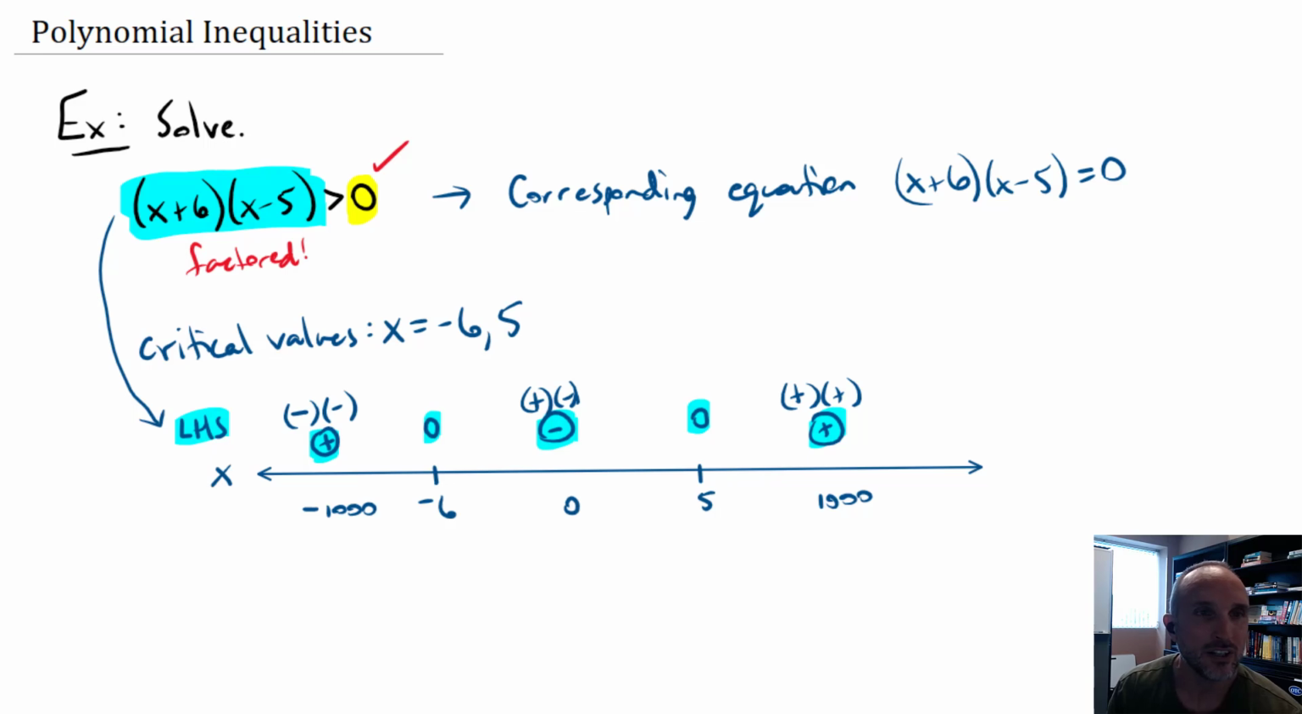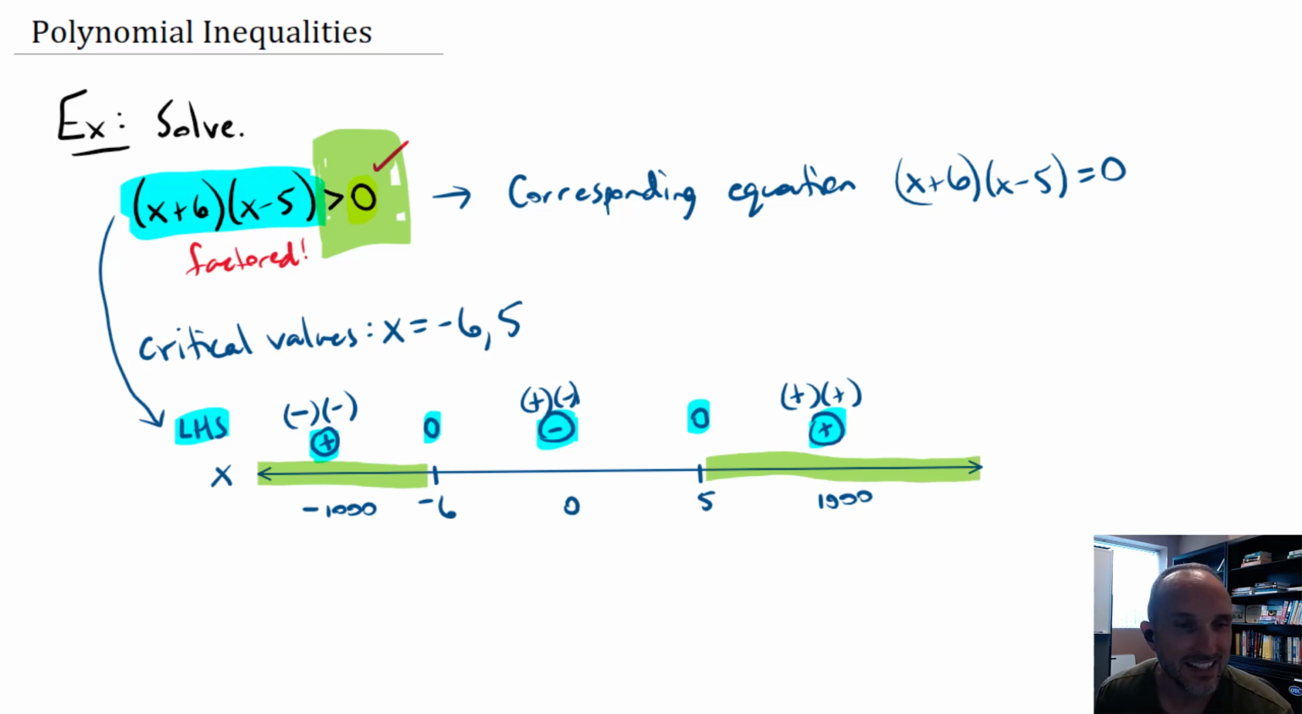So now what we want to do is we want to know where the left-hand side is greater than 0. In other words, where the left-hand side is positive. Well, the left-hand side's positive here, and the x values that make that happen are the x values to the left of -6. And the left-hand side's positive here, which are the x values to the right of +5.